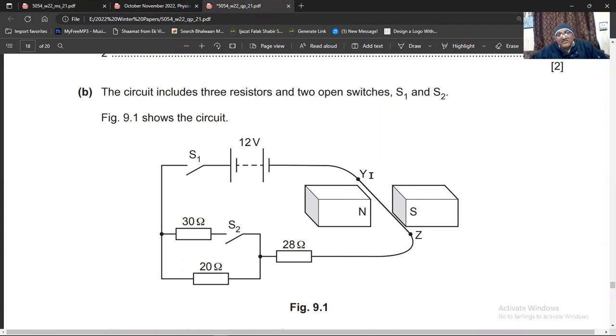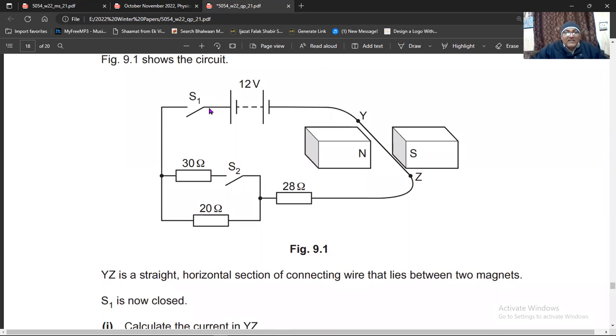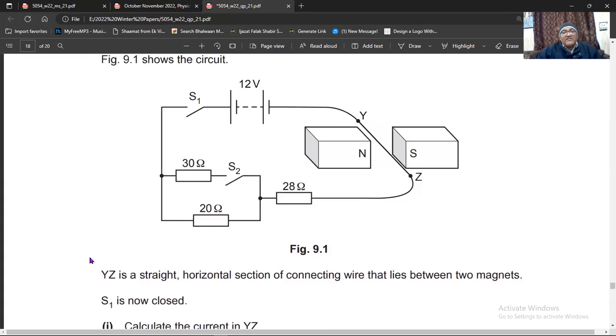This is a wire YZ between 2 permanent magnets. Their north and south poles are facing each other. He says YZ is a straight horizontal section of connecting wires that lies between 2 magnets. S1 is now closed. So when you close S1, the current will flow from here and pass from here and go back. So now the resistors 20 ohm and 28 ohm are in use. He says calculate the current in the YZ.